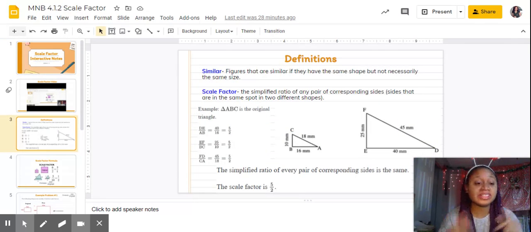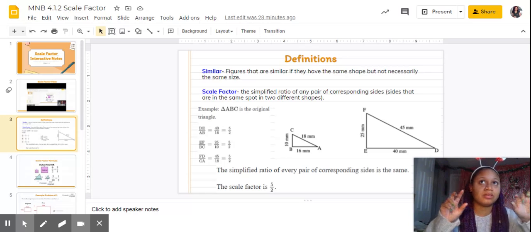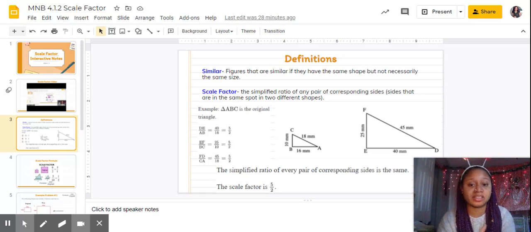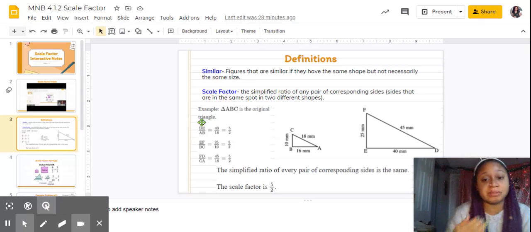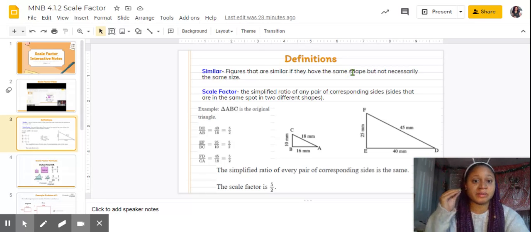In order to find the scale factor of a shape, you have to know that they're similar. In high school, you're going to look at how to find out if they're similar based on if they have the same scale factor. But now we're telling you that they're similar, and then you need to find the scale factor. So similar shapes are the same shape, but not necessarily the same size.